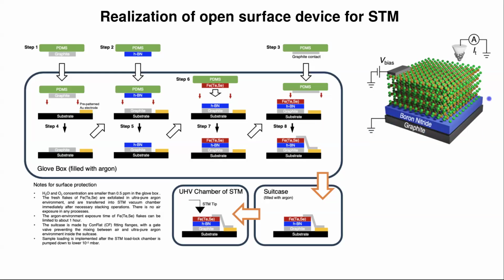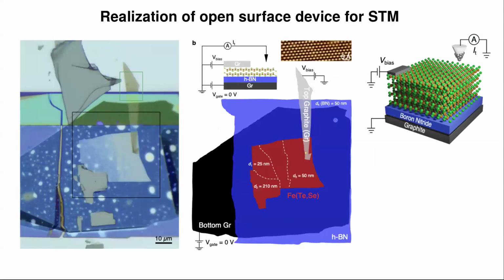The end result, or the end device, if you want to call it a device, looks like this: you have your stack of iron selenium telluride sitting on an atomically smooth substrate made of boron nitride and graphite, and then you do standard STM measurements where you apply a bias on the contact and collect the current. And this is the optical image of a device. This particular flake is the flake of the iron-based superconductor, iron selenium telluride. Here is a cartoonish picture. When you exfoliate these thin flakes, you get flakes in regions of different thickness, so you can probe the thickness dependence of various quantities that you can measure with your STM.